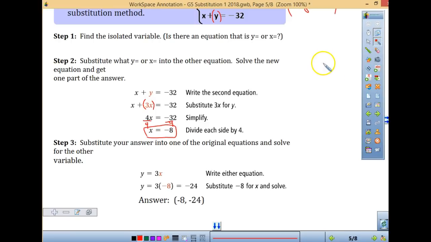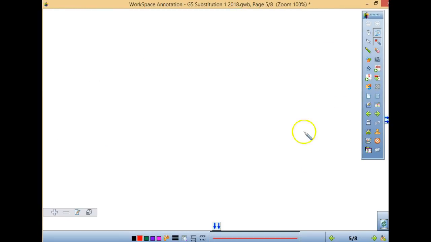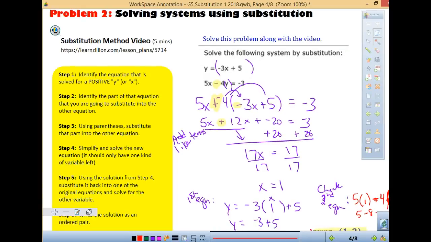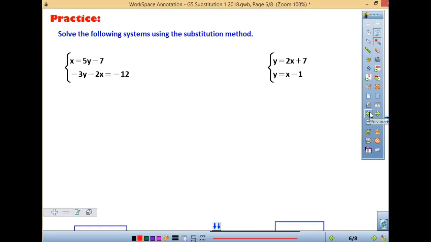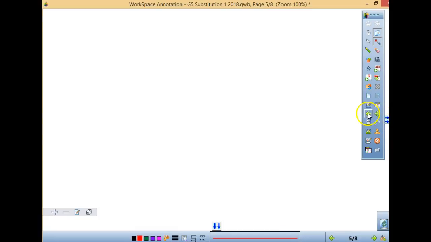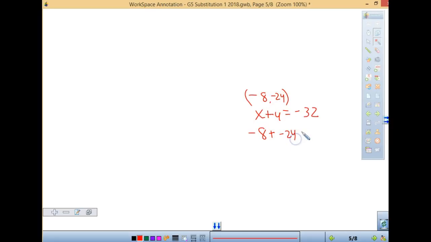Now, they don't mention too much about doing the check, but every single one of these we can check. If we are going to check this equation, sorry about that, I just deleted that page by accident. As we check it, you are going to replace the negative 8 and negative 24 in that second equation, which was x plus y equals negative 32. So we replace: negative 8 plus negative 24 does equal negative 32.